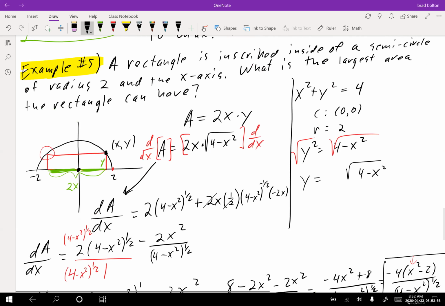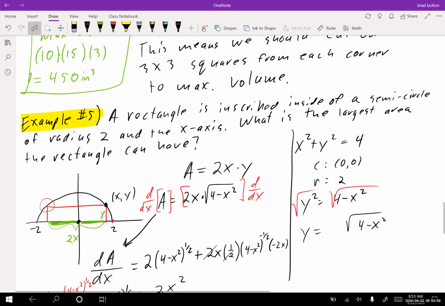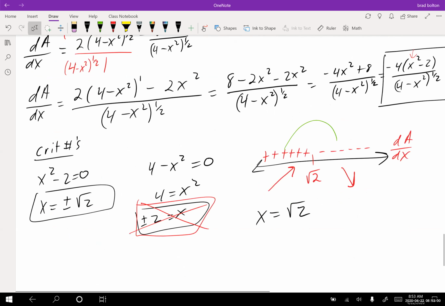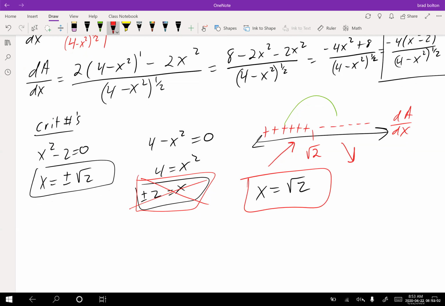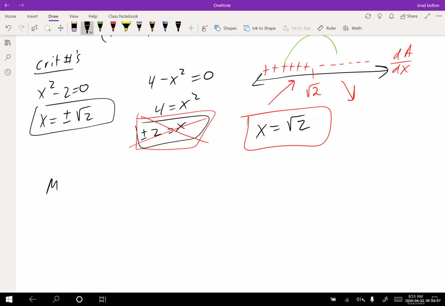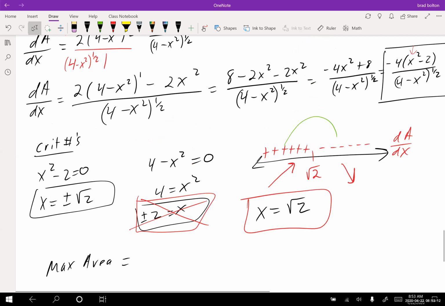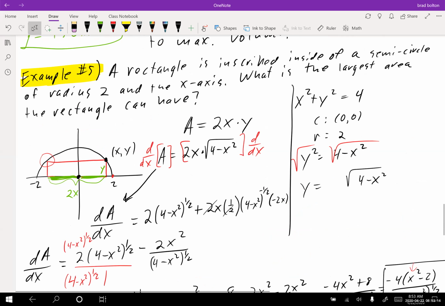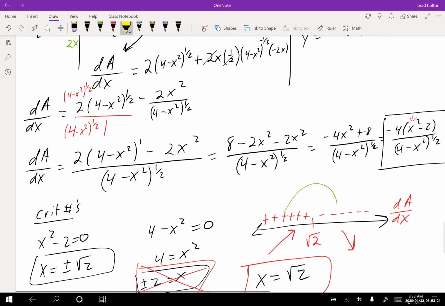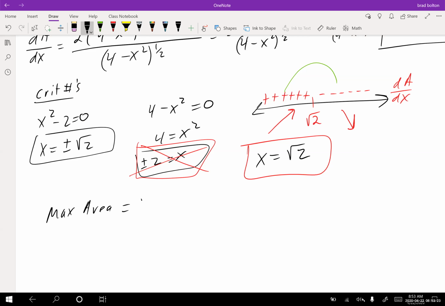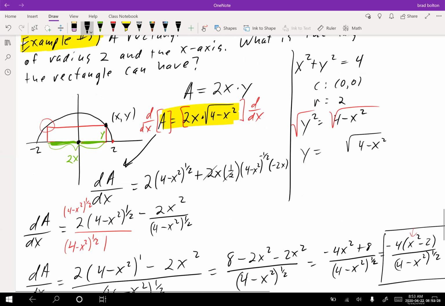But the question says, what is the largest area the rectangle can have? So this is my correct answer for x, but that is not the largest area that the rectangle can have. So max area would equal, and I'm just going to use my formula, 2x times y. But notice this formula right here uses only x. So I'm just going to do 2x times the square root of 4 minus x squared.